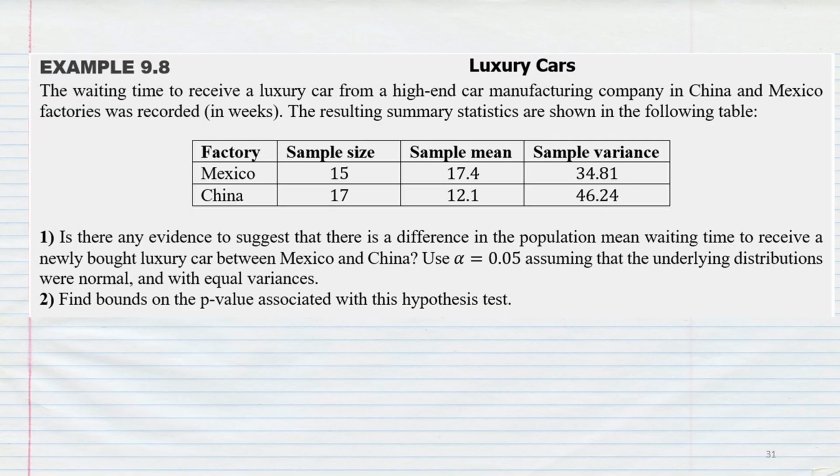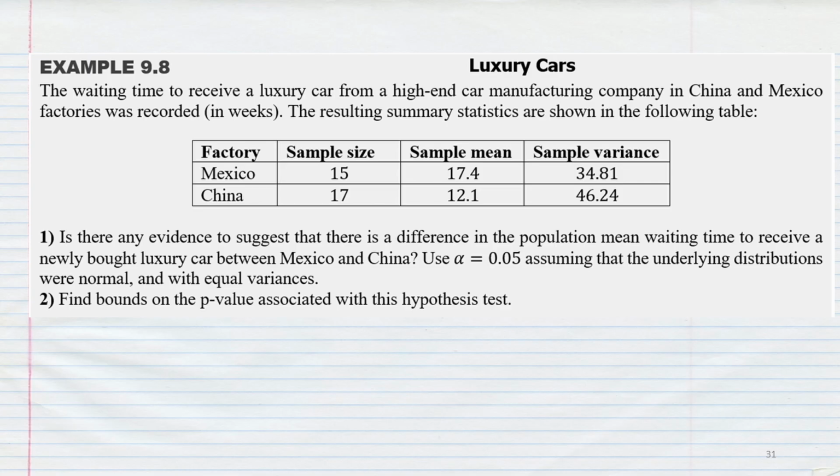Let's do an example about luxury cars. The waiting time to receive a luxury car from a high-end car manufacturing company in China and Mexico factories was recorded in weeks. The resulting summary statistics are shown in the following table. Question 1. Is there any evidence to suggest that there is a difference in the population mean waiting time to receive a newly bought luxury car between Mexico and China? Use alpha equals 0.05, assuming that the underlying distributions were normal and with equal variances.